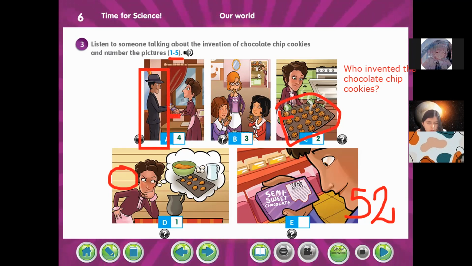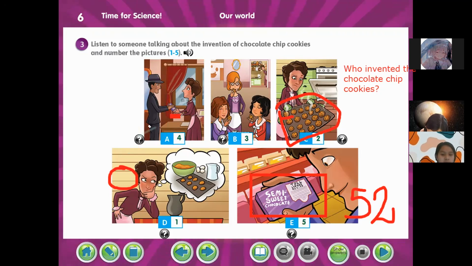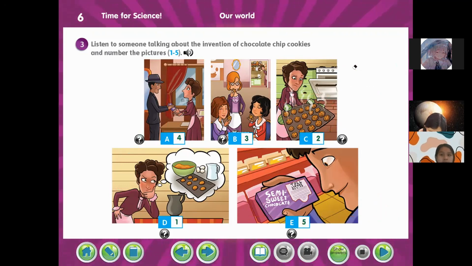The company bought the recipe, and the recipe now is on the back when you buy this chocolate, a bar of semi-sweet chocolate. Okay, so this is the story of the chocolate chip cookies. Well, my friends, next page. Okay, one page more, let's go to page 53.